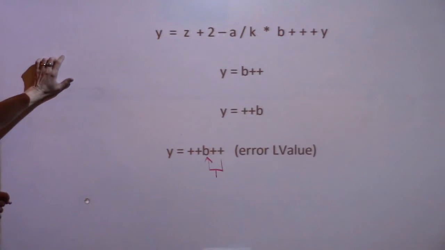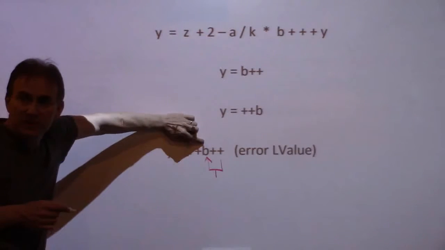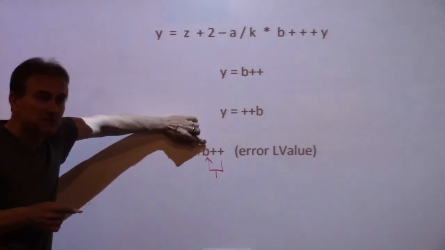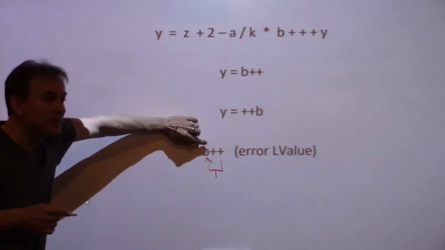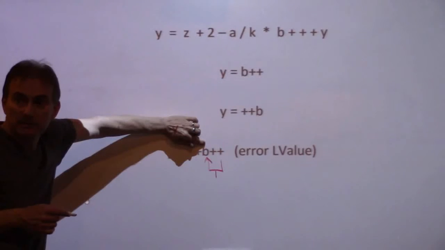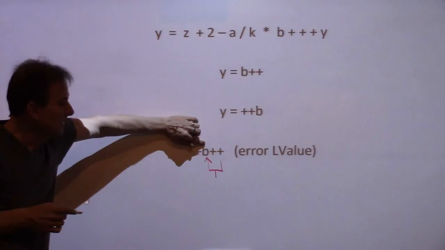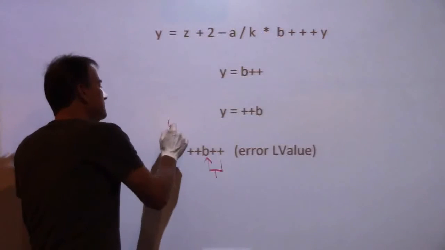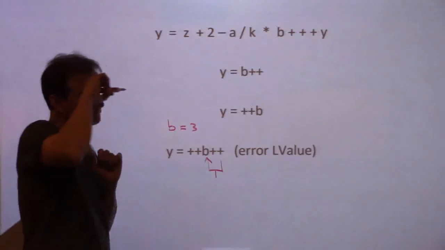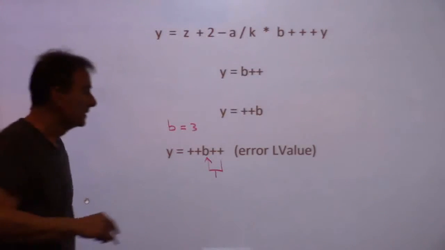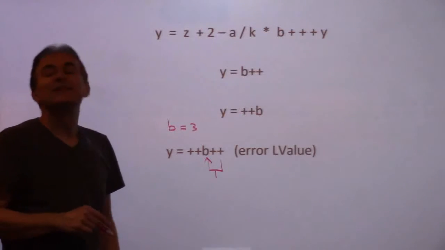So B++. What's B? B is a variable. It has an address. B++ means go to that address and increment the value there by 1. Suppose that B is equal to 3. What's the return value here? 3. Is it B or 3? 3.